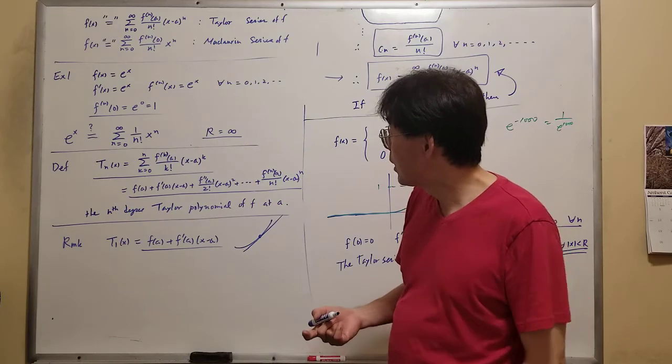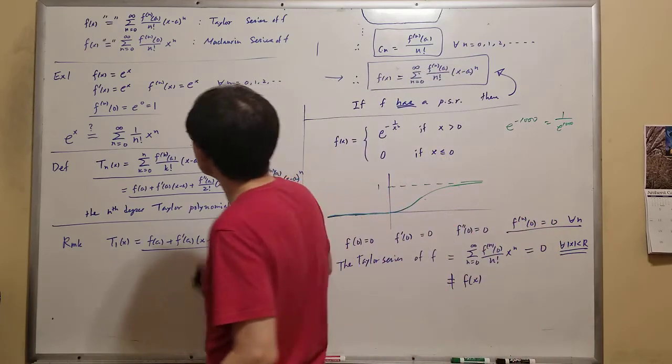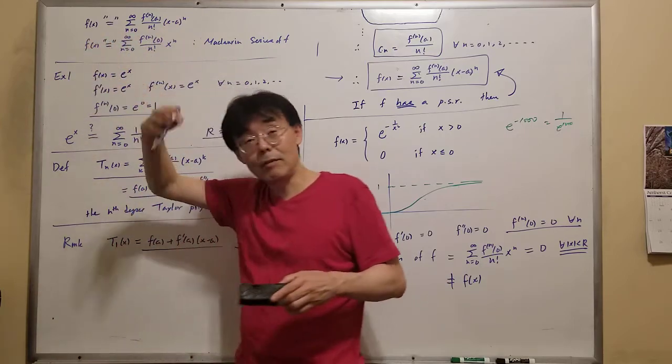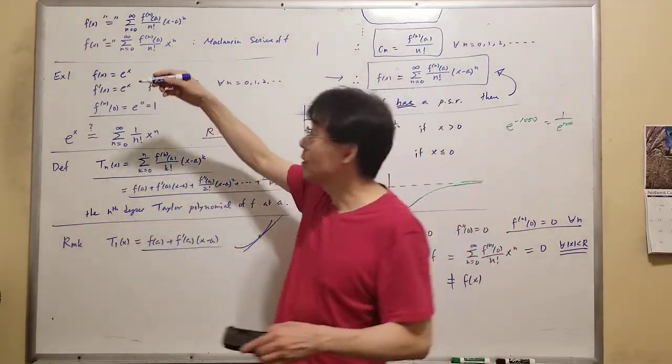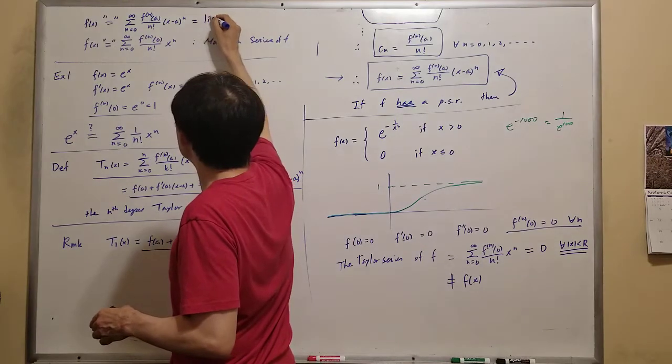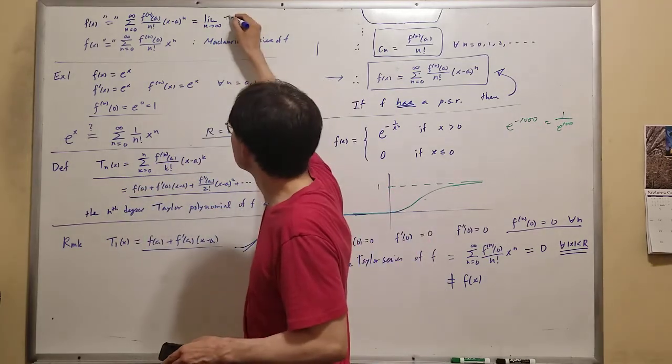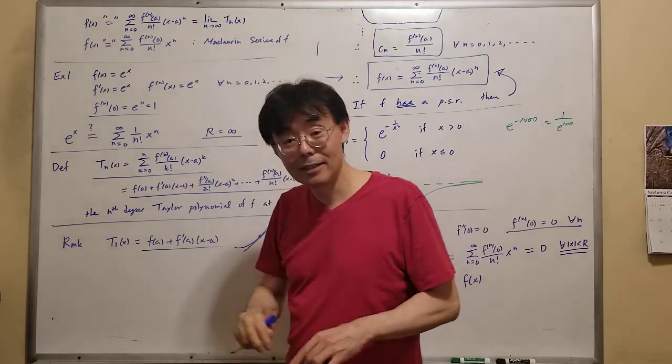So your Taylor series, actually, what is the definition of the sum of an infinite series? That was the limit of the partial sum sequence, right? That partial sum sequence is the Taylor polynomial, isn't it? Right?